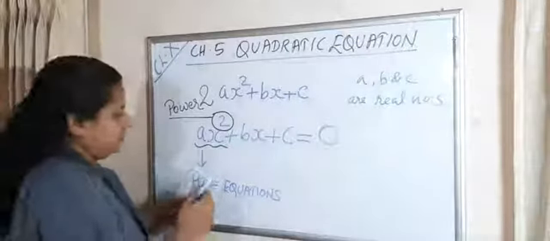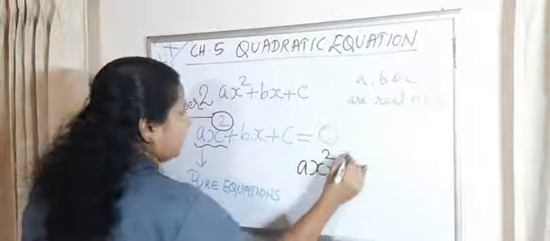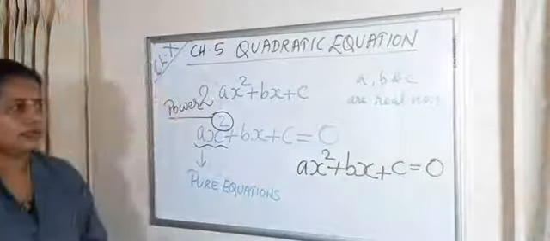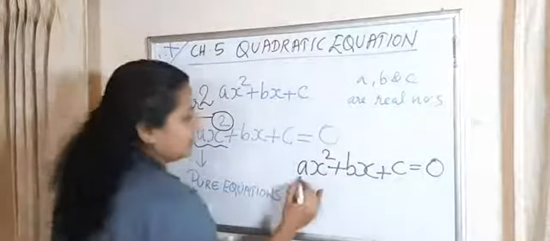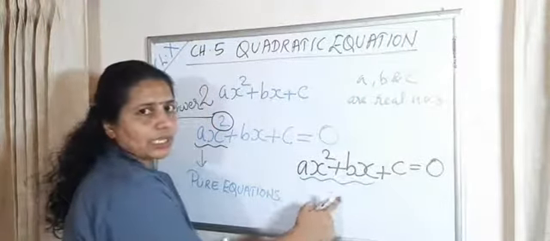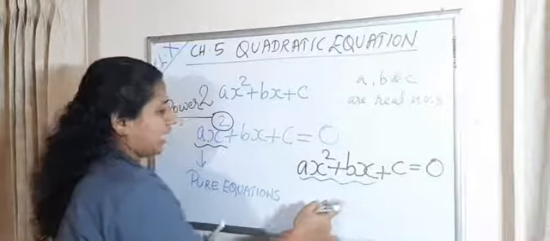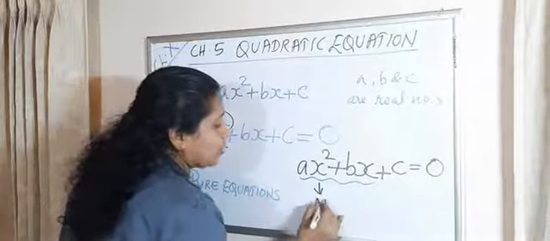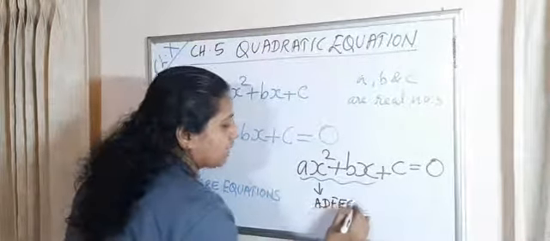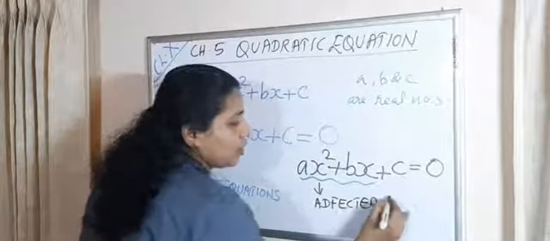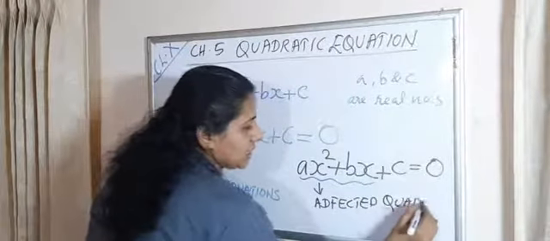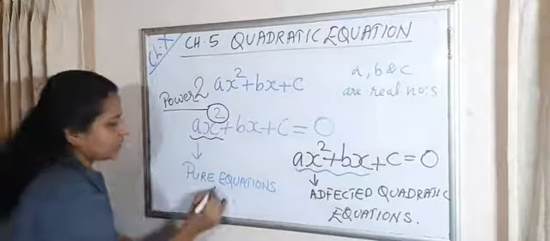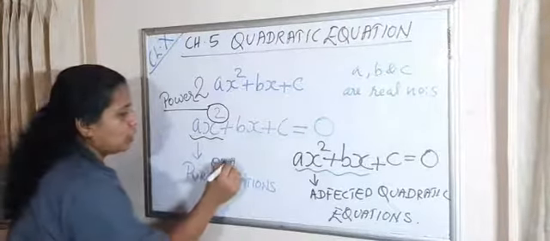Okay? ax² + bx + c = 0. And if we are taking only ax² + bx, then we can call these equations adfected quadratic equations. So look here. This is not a pure quadratic equation. Pure quadratic.